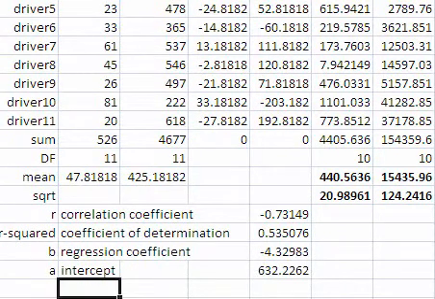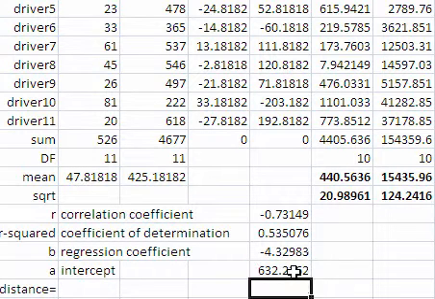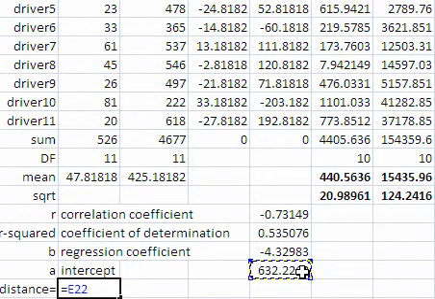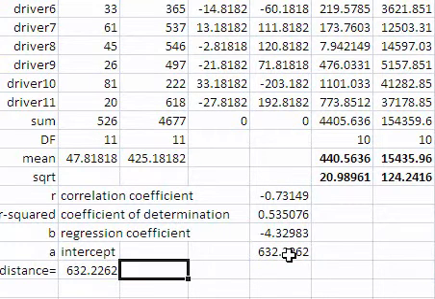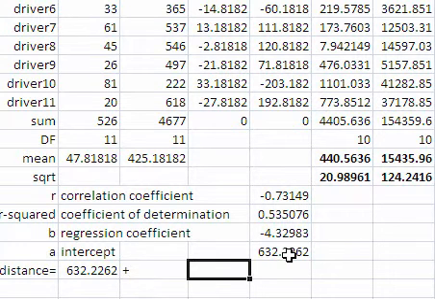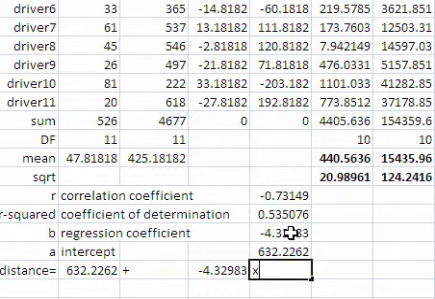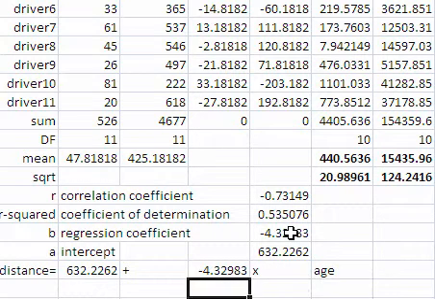We can now write our regression equation. The distance equals A plus B times age. This is our regression equation.